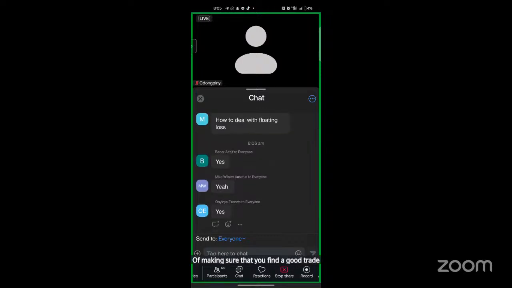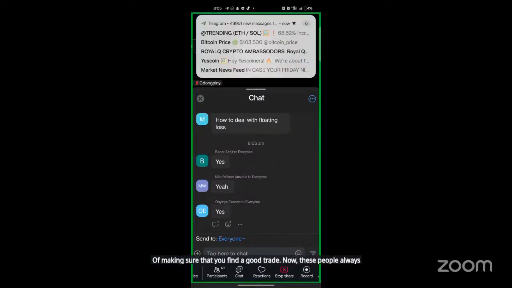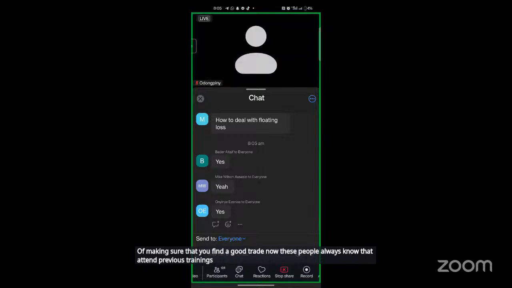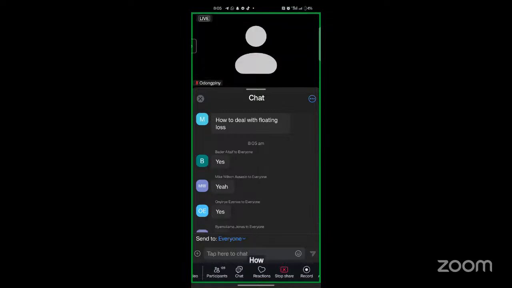Now, these people who always do not attend previous trainings, when they feel like coming, now someone comes here and says how to deal with floating loss and expects an answer from me.